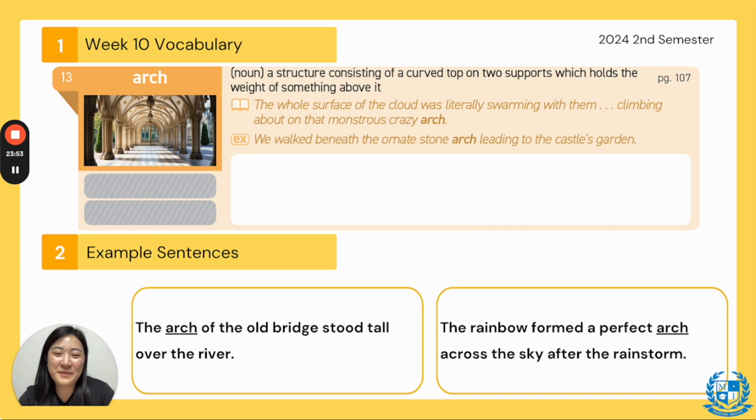Example, let's read together. We walked beneath the ornate stone arch, leading to the castle's garden. So as you can see here, it's an arch, I guess. I can't really tell. Oh, I guess you can tell from here. It's an arch, and it led to some castle. Nice. Over here, it says the arch of the old bridge stood tall over the river. Next line, it says the rainbow formed a perfect arch across the sky after the rainstorm. So again, just trying to get your mind, this is an arch. Like this. Okay, arch.